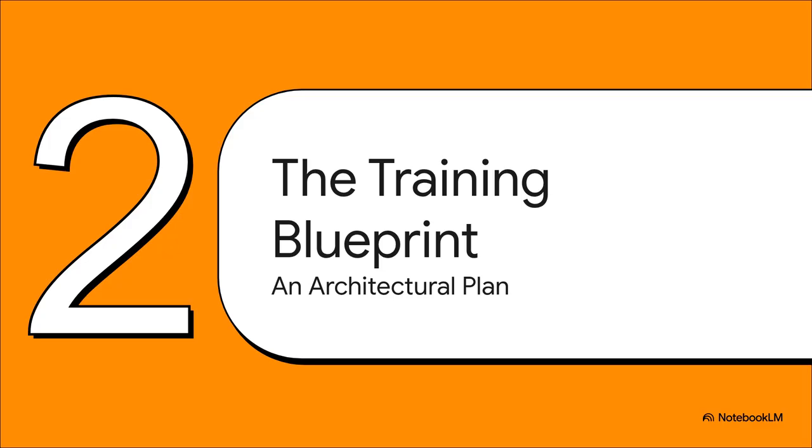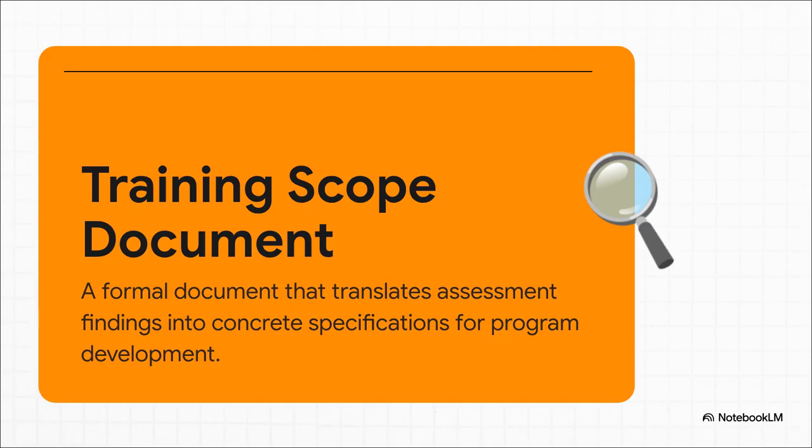It's the architectural plan for your entire program, making sure everything you build is intentional, sturdy, and built for a purpose. Now, the formal name for this is a training scope document, and its whole job is to take all that messy assessment data and turn it into concrete, clear specifications. Think of it as your single source of truth for the project. It stops you from building too little and leaving huge security gaps, but it also stops you from building way too much and just overwhelming everybody.